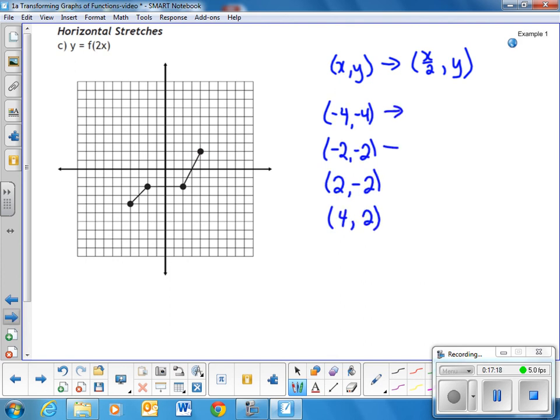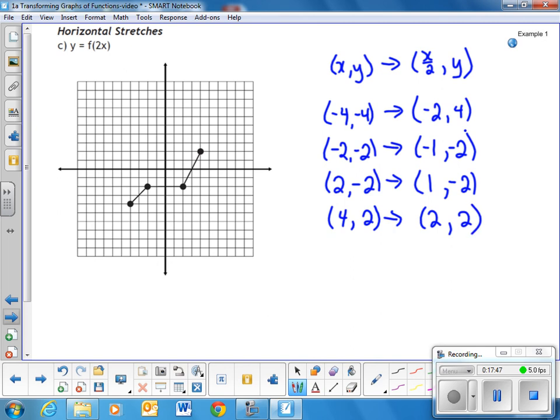We can now finish our key points in our mapping. We're going to divide each x by 2, so this becomes (-2, 4), (-1, 4). Let's try that point again. Negative 2 divided by 2 is negative 1, no change to the y. 2 divided by 2 is 1, no change to the y. 4 divided by 2 is 2, no change to the y.